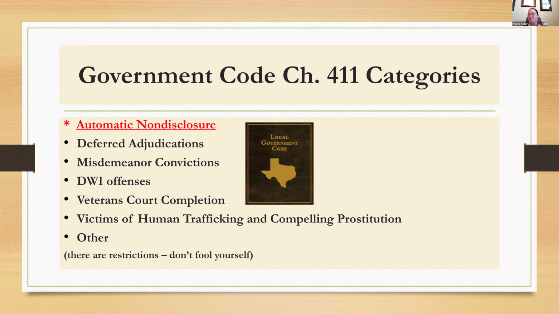Veterans court completion, if you do veterans court completion. And then here's the weird little rule about victims in human trafficking and compelling prostitution. So if you're a victim of that and you can show that you're a victim, you might be eligible to get this off your record.